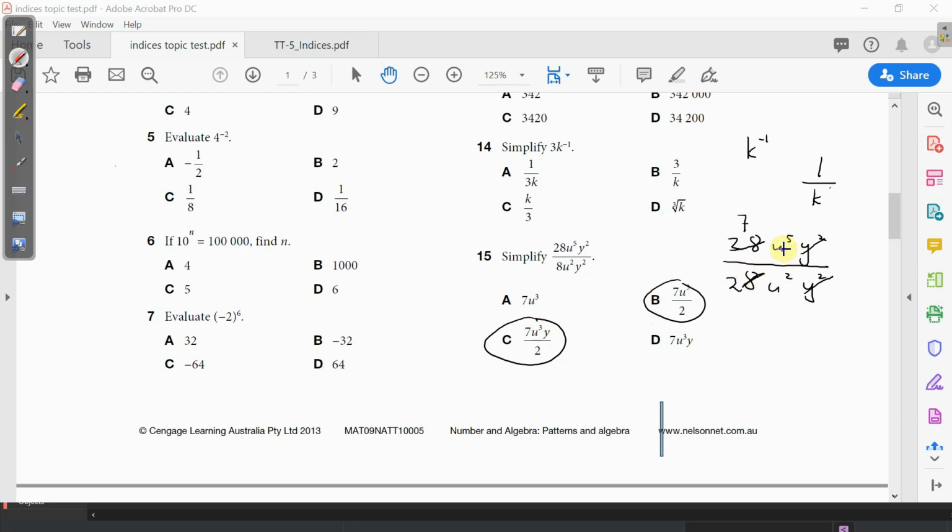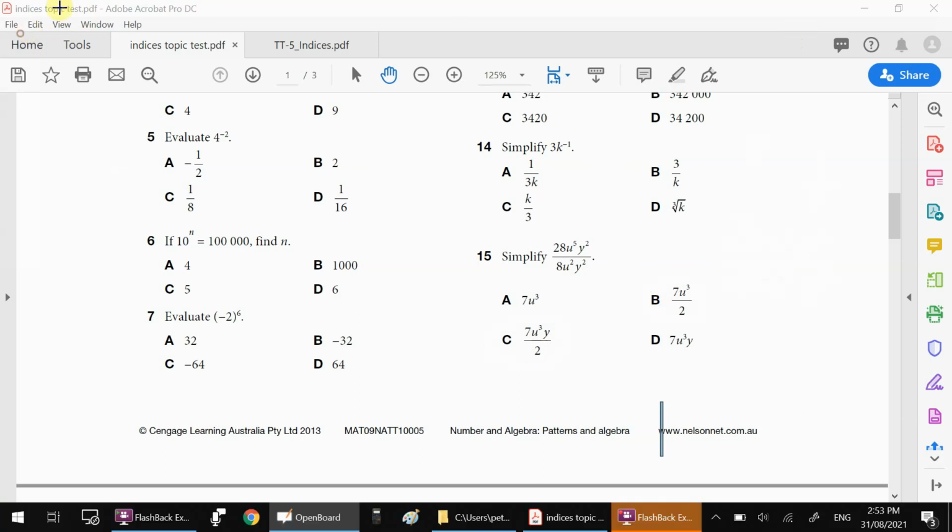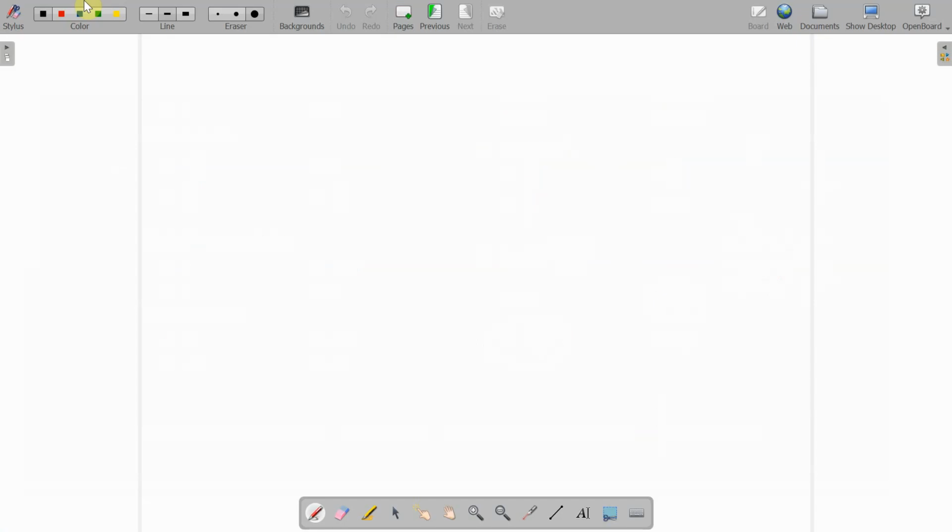And then we've got to work out what u to the 5th divided by u squared is. And when you're dividing, remember the base stays the same and the powers subtract. So it's only one of them that's right. Okay, let's go back. I think that will do for that one.